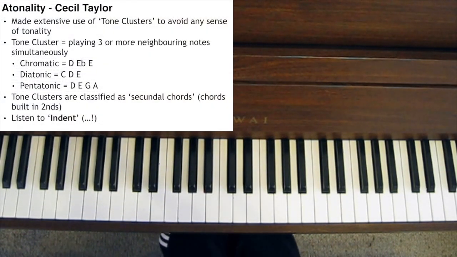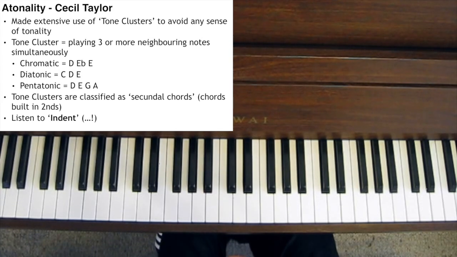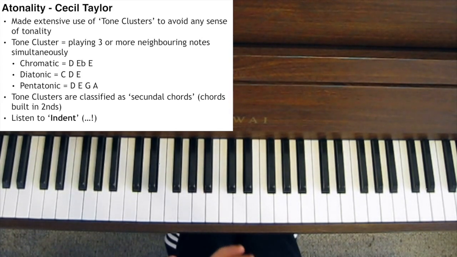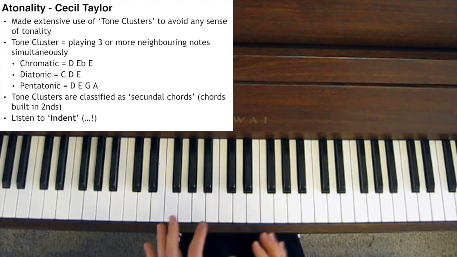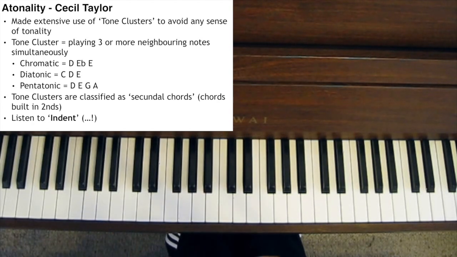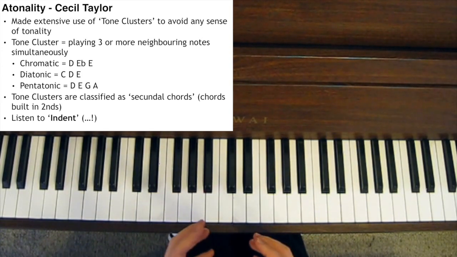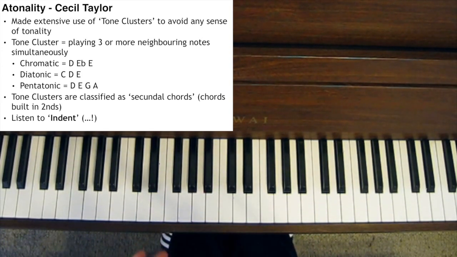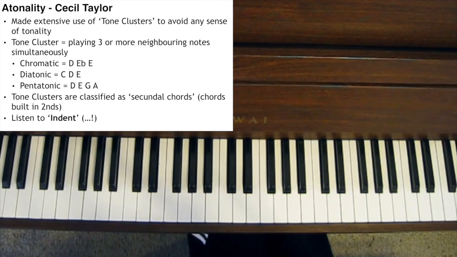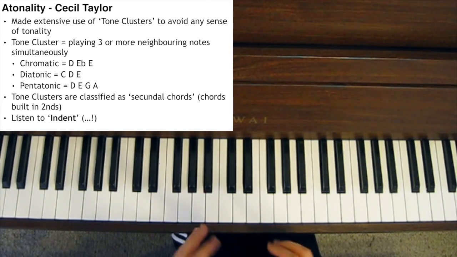Now the last person I wanted to discuss was Cecil Taylor. Now he's a free jazz pianist who abandoned the modal framework used by Coltrane and the tonal centers used by Coleman, and instead he made wide use of tone clusters to avoid playing in any particular key or tonal center. Now a tone cluster is just playing 3 or more neighboring notes at once.